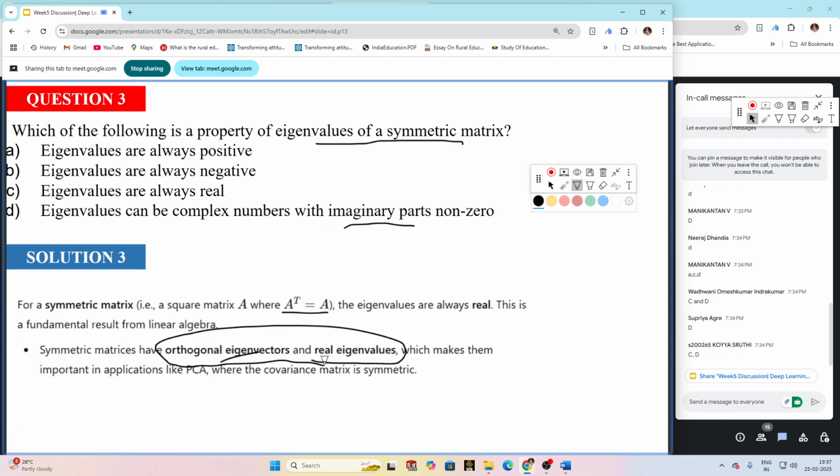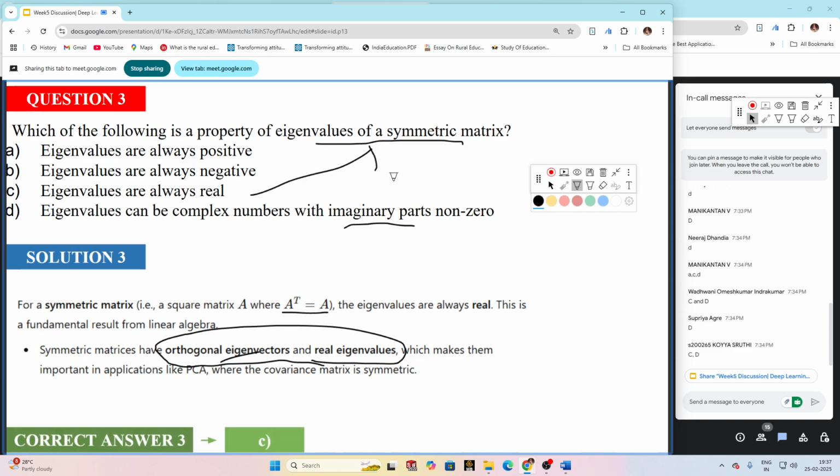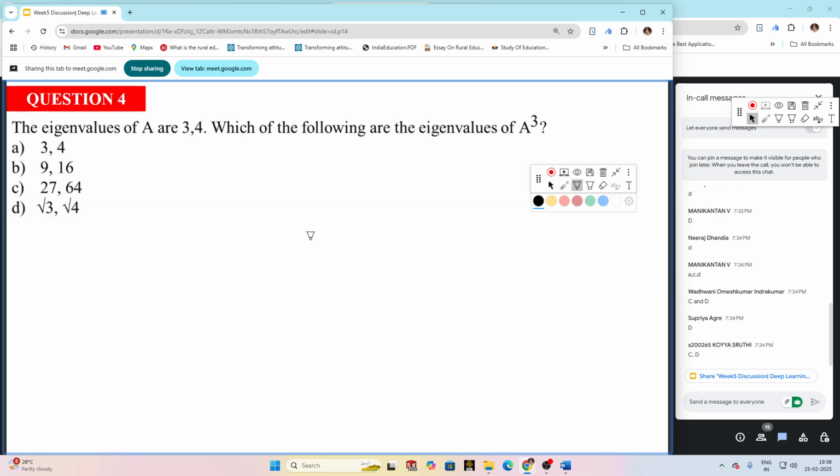Which makes them important in applications like PCA where the covariance matrix is symmetric. So eigenvalues are always real for a symmetric matrix. So option C is the correct answer. These questions are very much fundamental to your eigenvalues and eigenvectors, etc. So let us move to the next question.